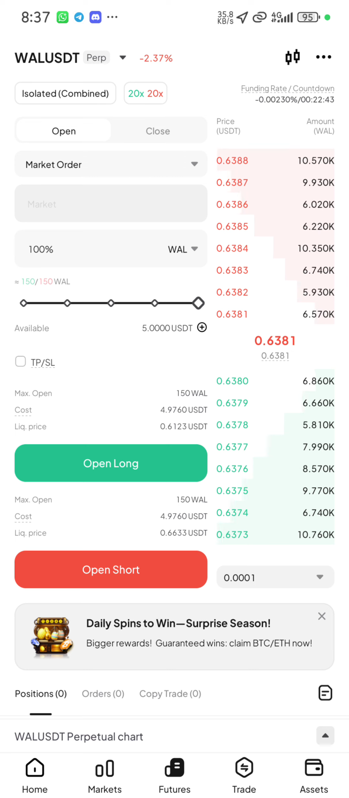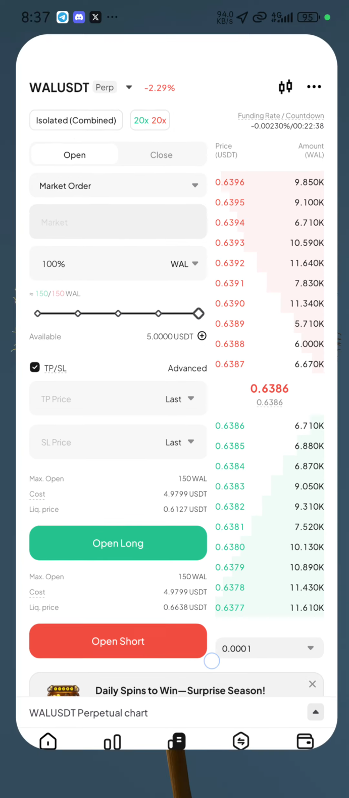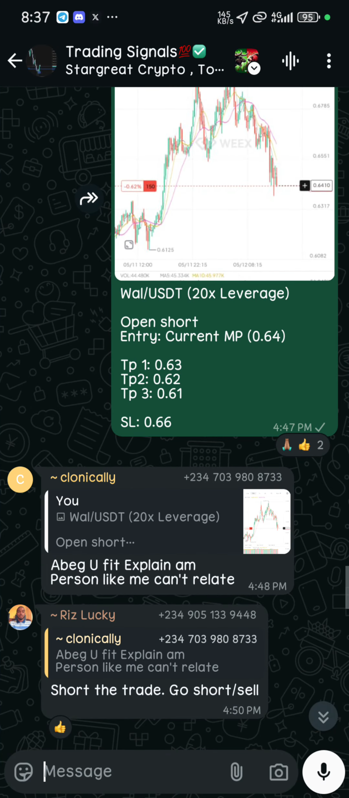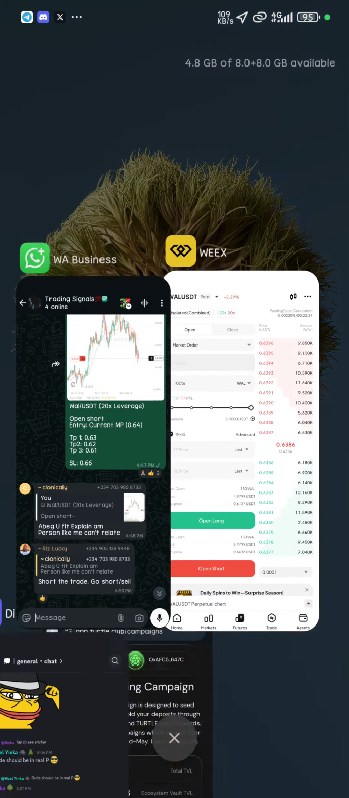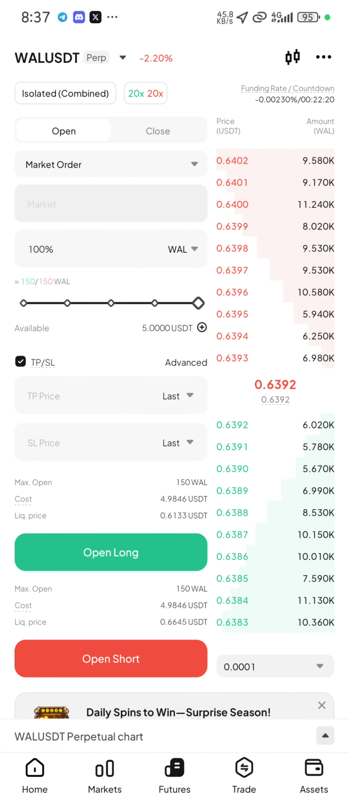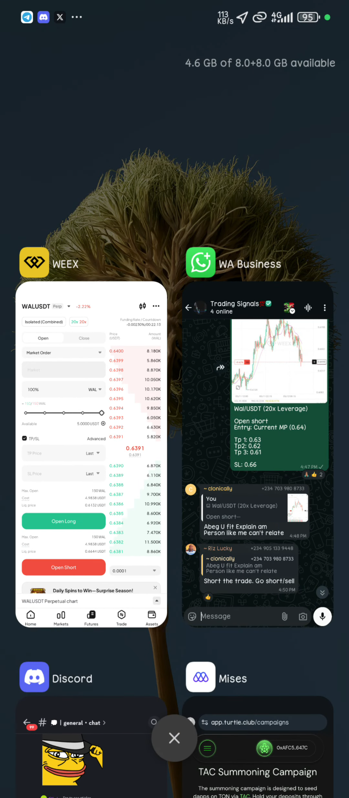Then let's talk about take profits. If you look at the trade I opened here, the take profit is showing 0.63 for take profit 1, 0.62 for take profit 2, and 0.61 for take profit 3. Then stop loss is showing 0.66. What this means is that when you enter the trade at 0.64, you are telling it to take the first profit at 0.63, the second at 0.62, and the third at 0.61.